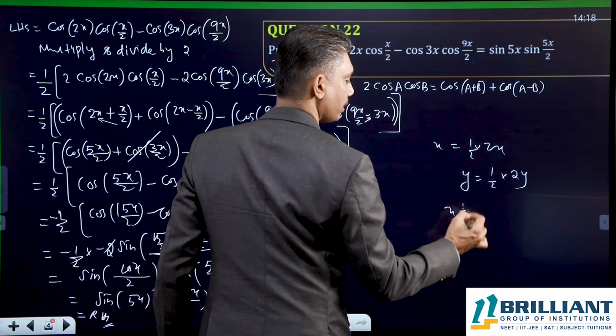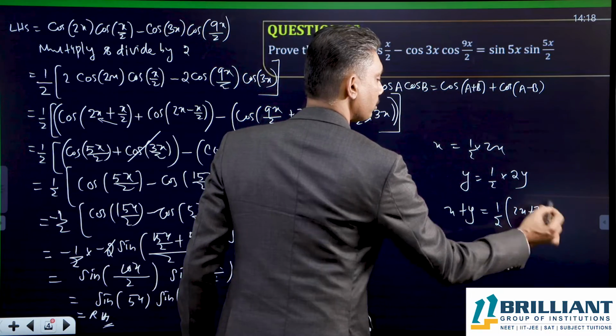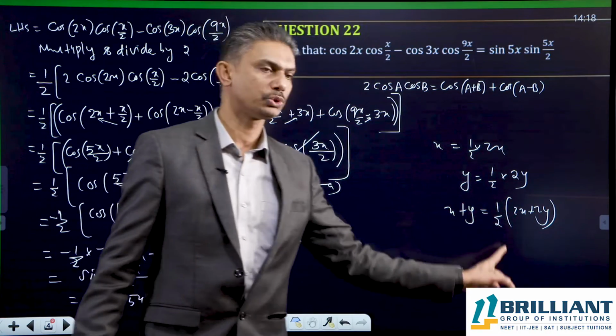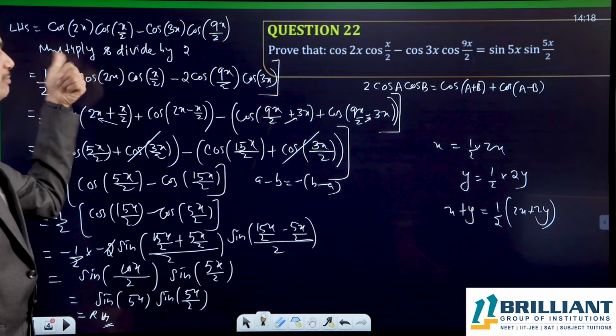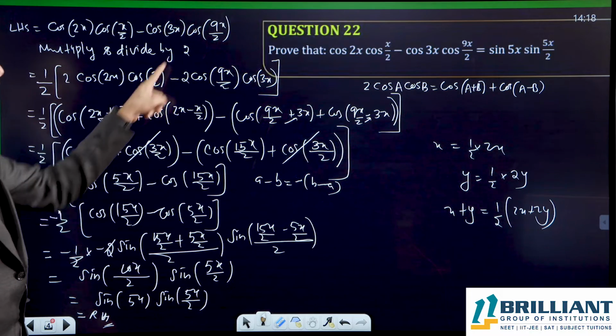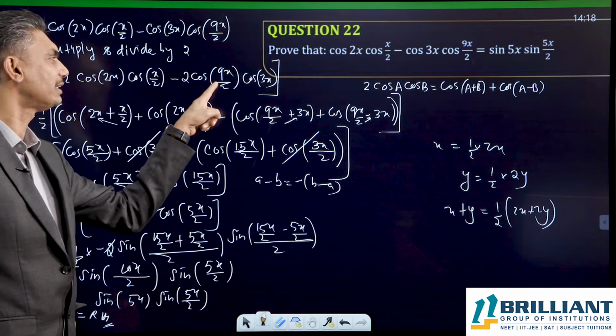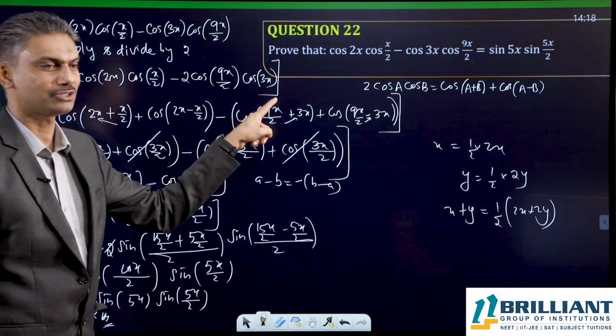So, x plus y you can write as 1 by 2 into 2x plus 2y. No problem, if you take 2 outside, the 2s get cancelled. So, in the first step, what I did is, I multiplied by 2. So, 2 cos 2x into cos x by 2. Always try to arrange the angles in descending order. 2 cos 9x by 2 into cos 3x.